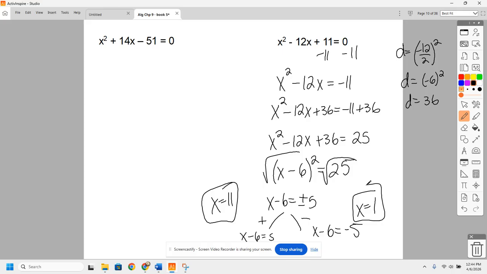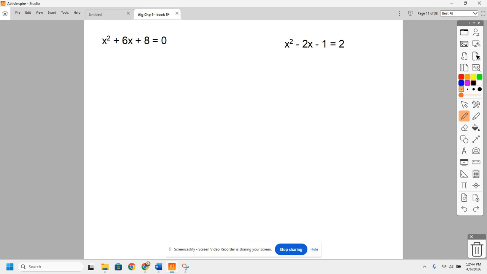Okay, let's turn your paper over. We're going to do 4 more together. Here we go. First thing, we're going to subtract 8 from both sides. X squared plus 6x is equal to negative 8. I got to go find d. D equals 6 divided by 2, squared. D is equal to 3 squared, or 9. I'm going to go ahead and add 9 to both sides.